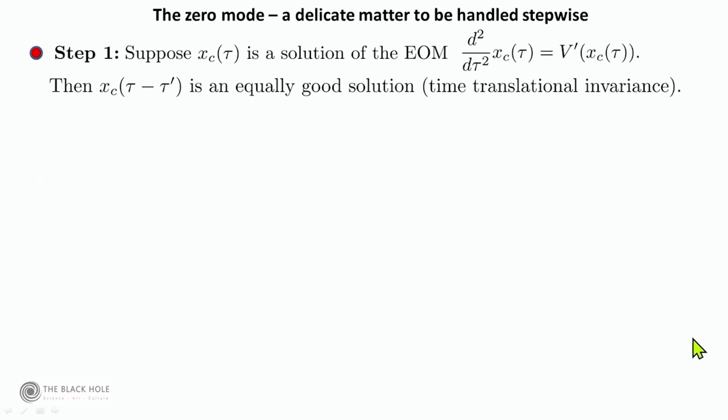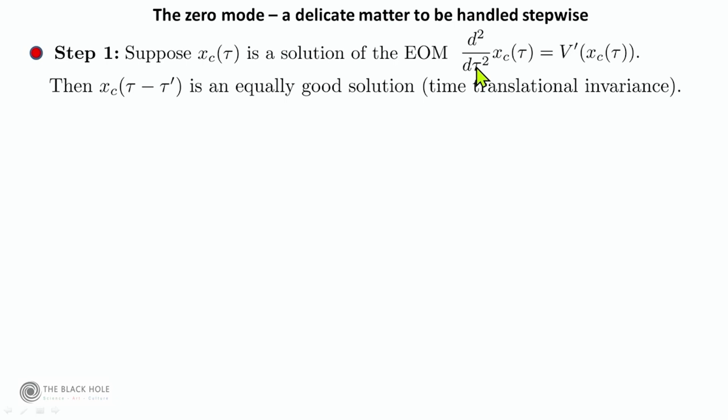This being a delicate matter, we shall do it stepwise. In the first step, I point out that there is time translational invariance here. So imagine that I was to put tau minus tau prime over here, tau minus tau prime over here, and tau minus tau prime over here. But here it doesn't matter at all because d tau remains unchanged. It becomes d tau prime.